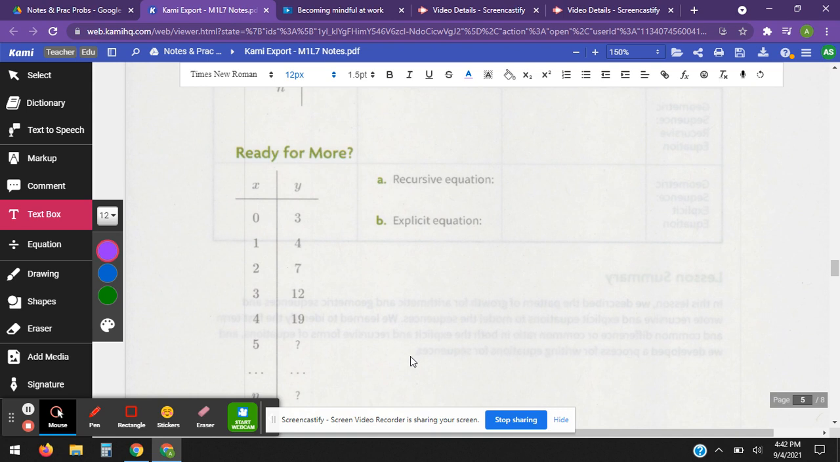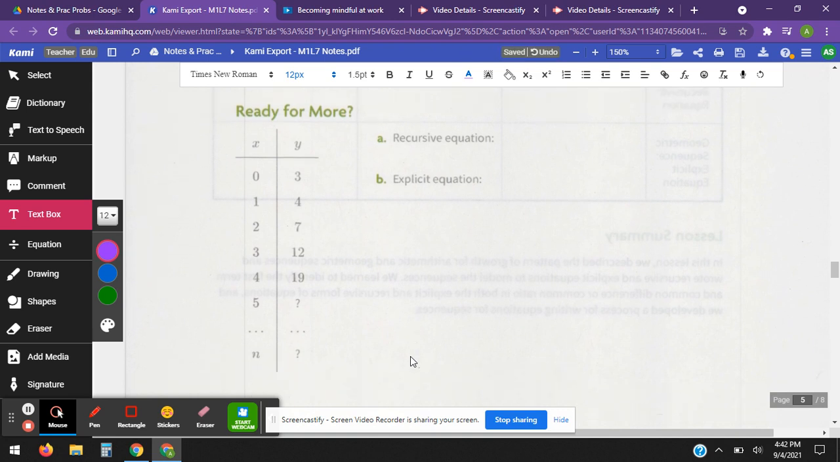All right. Ready for more? This is actually a little more complicated one. If you look at it a little bit more carefully, you can kind of work your way through this.